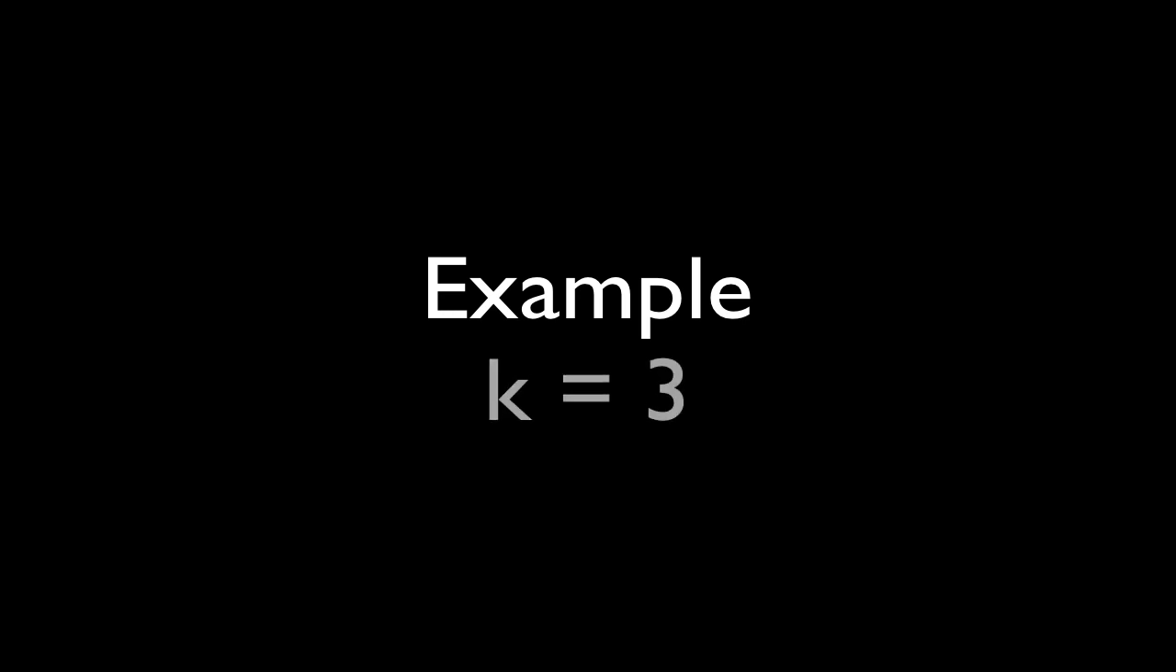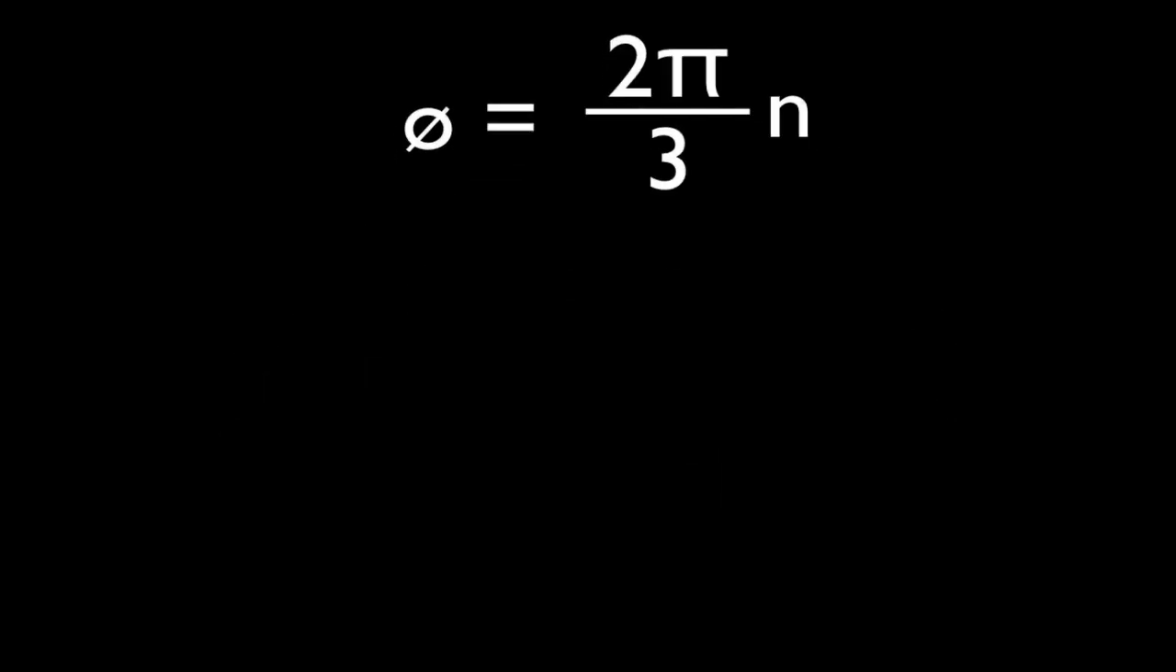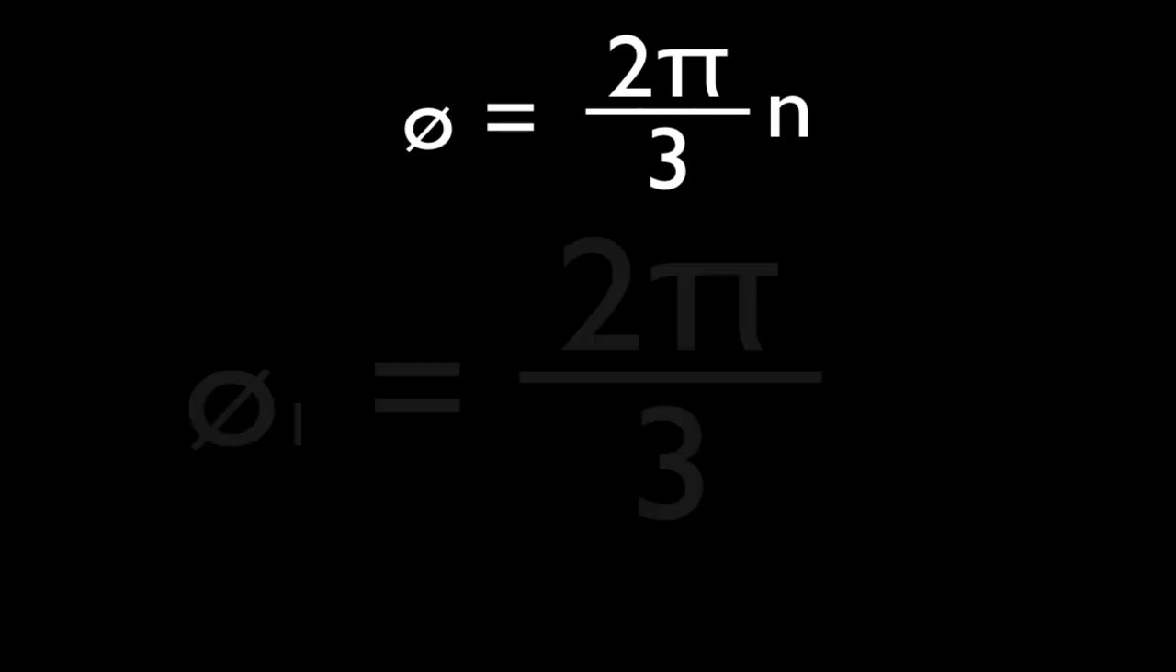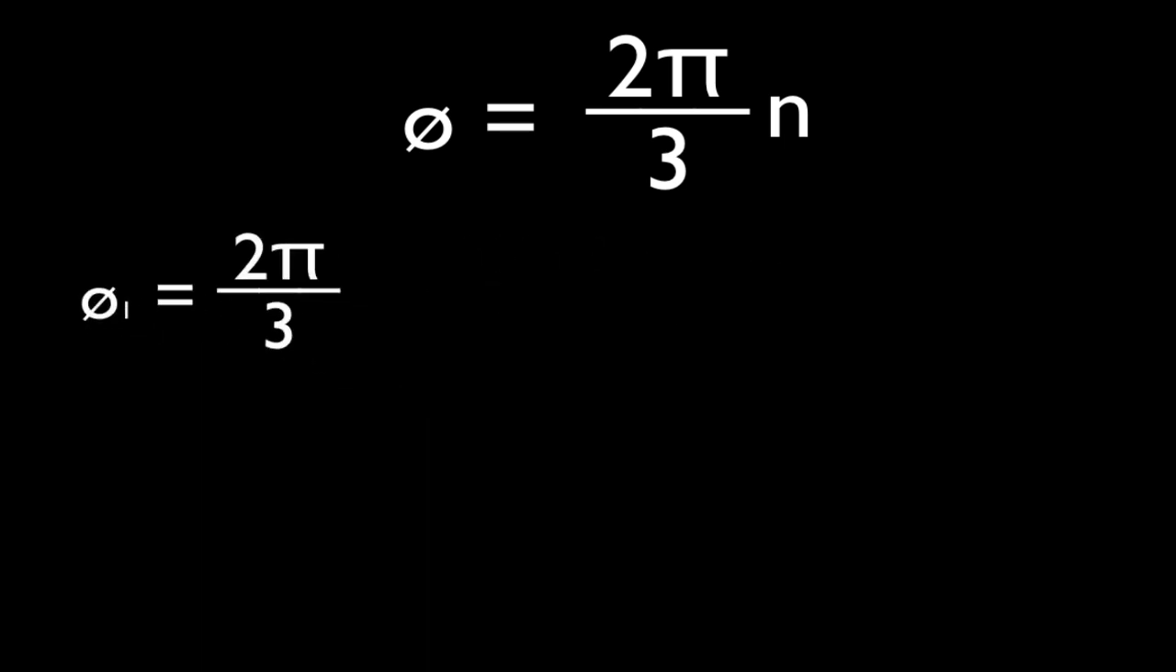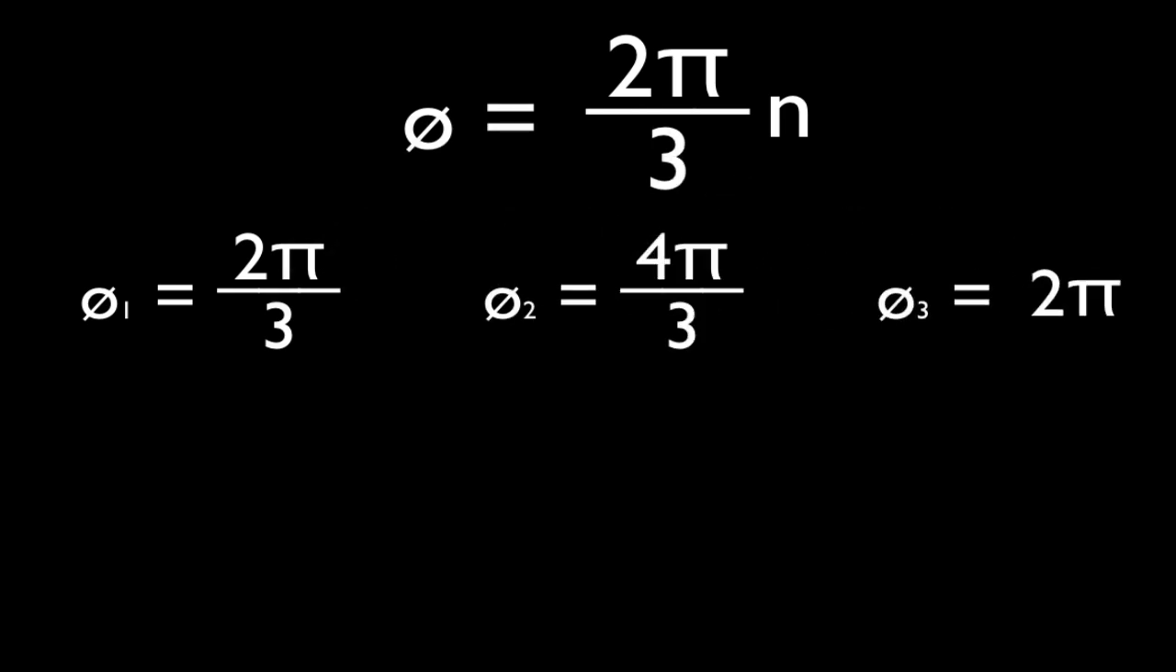Let's take an example, because otherwise this is going to get theoretical and complicated. Let k equal 3. This gives our general equation for phi equal to 2 pi over 3 times n. When n equals 1, phi 1 equals 2 pi over 3. When n equals 2, phi 2 equals 4 pi over 3. When n equals 3, phi 3 equals 2 pi.